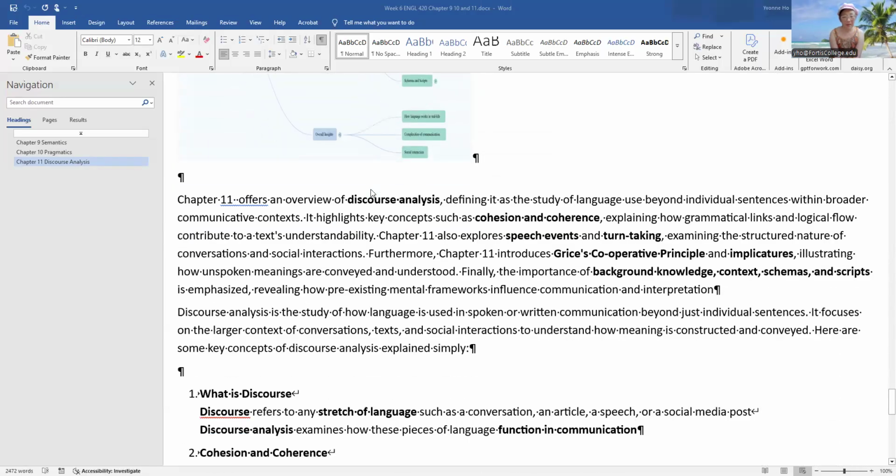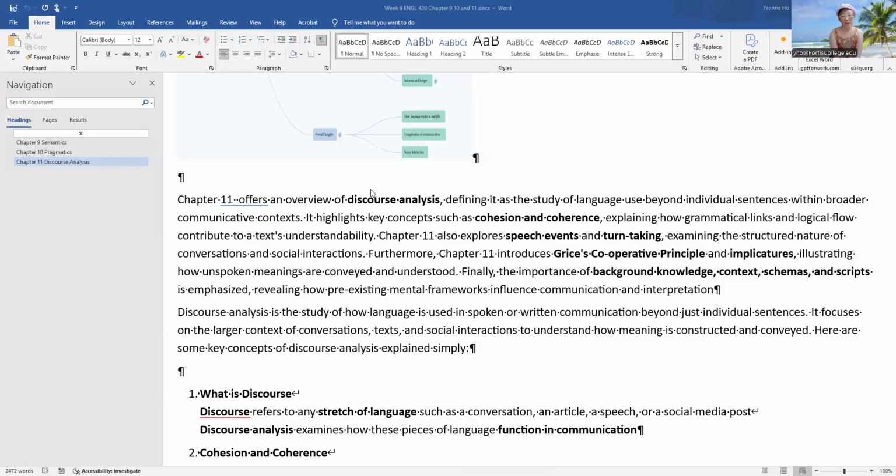So chapter 11 offers an overview of discourse analysis, defining it as the study of language use beyond individual sentences within broader communicative contexts. Discourse analysis highlights key concepts such as cohesion and coherence, explaining how grammatical links and logical flow contribute to a text's understandability. Chapter 11 explores speech events and turn-taking, examining the structured nature of conversations and social interactions. Chapter 11 introduces Grice's cooperative principle and implicatures, illustrating how unspoken meanings are conveyed and understood.